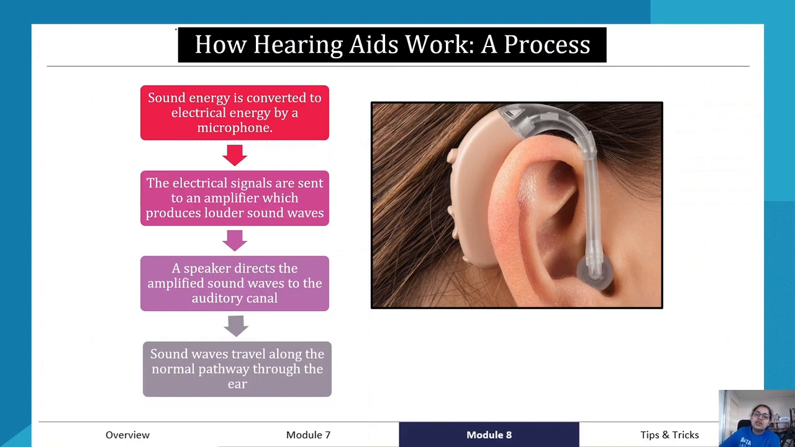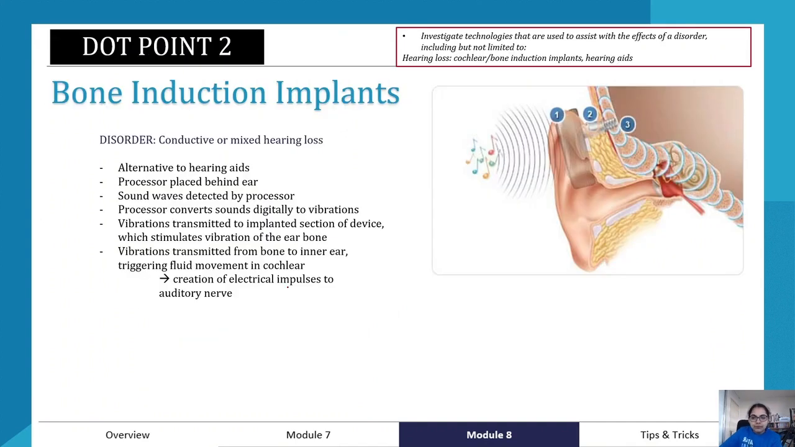So sound energy is converted into electrical energy via a microphone, and the electrical signals are sent to an amplifier, which produces louder sound waves. Then a speaker directs the amplified sound waves to the auditory canal, so it goes straight through and then travels the normal pathway through the ear, via the cochlear auditory nerve to the brain.